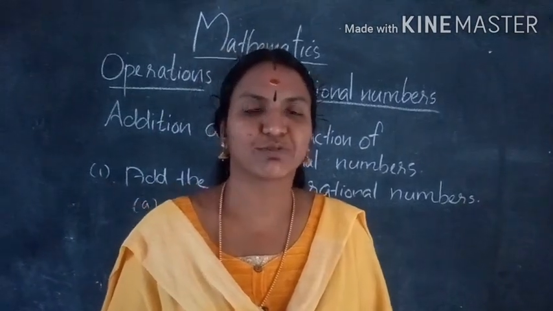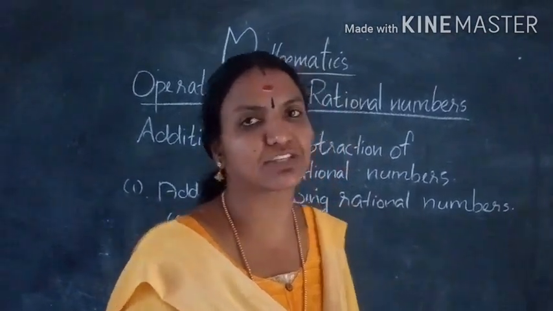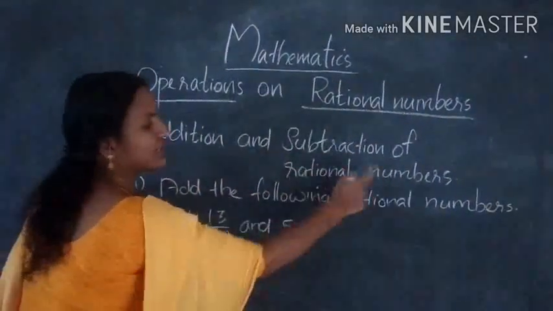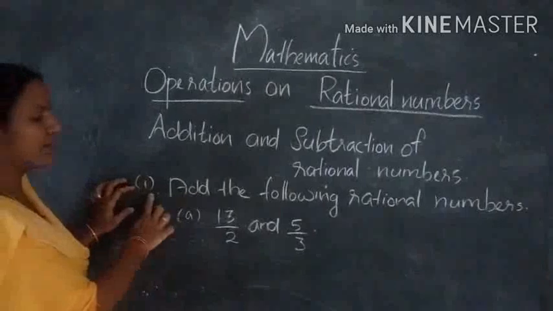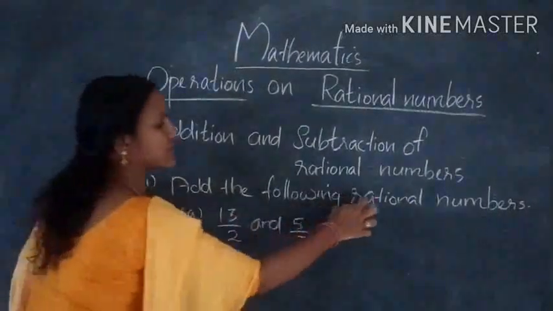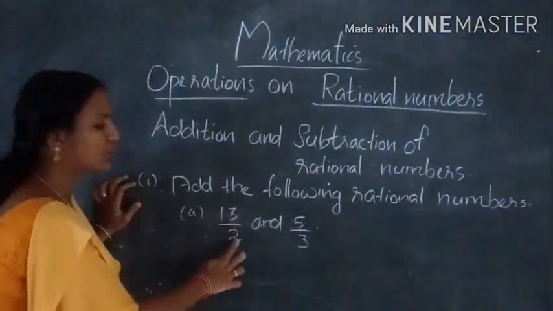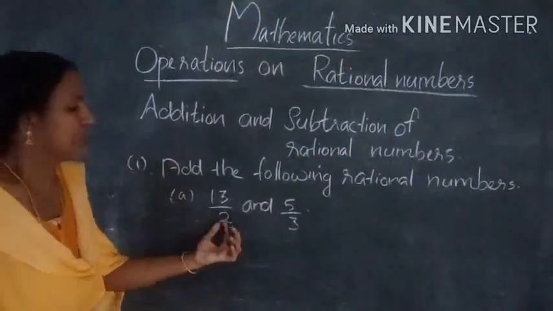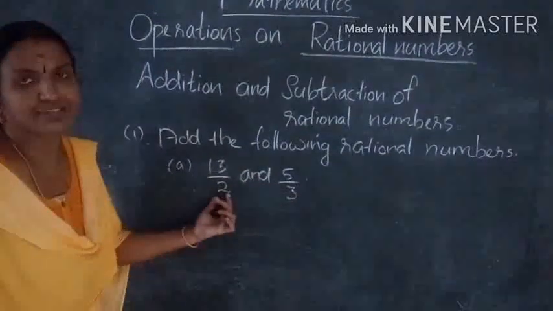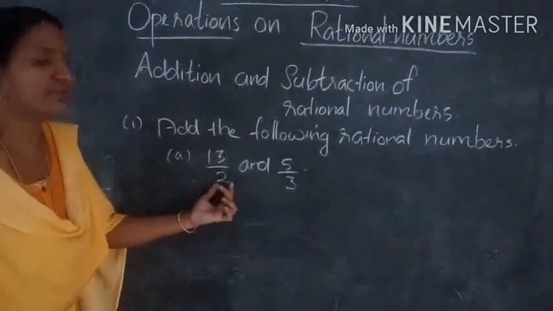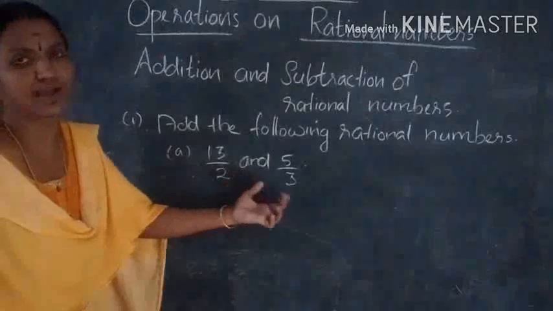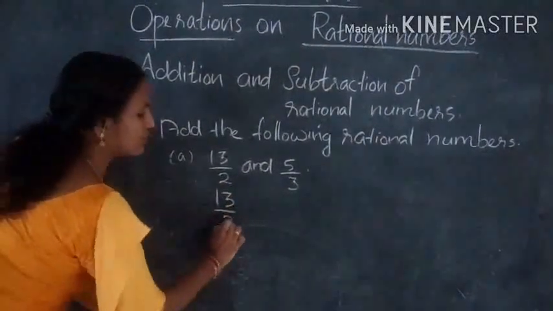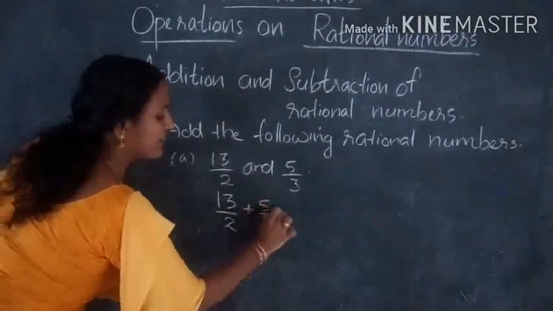Next, we shall discuss operations on rational numbers: addition and subtraction of rational numbers. Question number 1. Add the following rational numbers. 13 by 2 and 5 by 3. Here the denominators of both fractions are different. Okay, so first of all you take the LCM of 2 and 3. 13 by 2 plus 5 by 3.